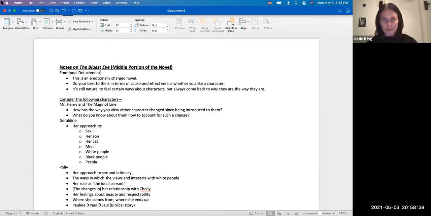Well, first we'll start with some more minor characters. Mr. Henry, who we've seen pretty much since the beginning of this novel, and the Maginot Line, who we met a little bit later than Mr. Henry. So I want you to think, again, now we know new things about these characters. How has your view changed? And what about them do you now know that has accounted for that change? Or did you get a sense that they were always the way that you anticipated? So think about that deeply.